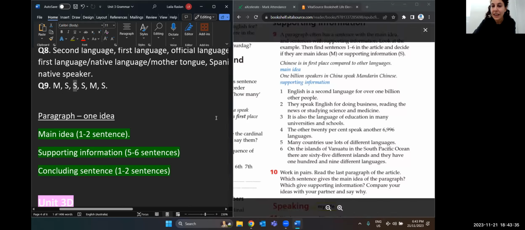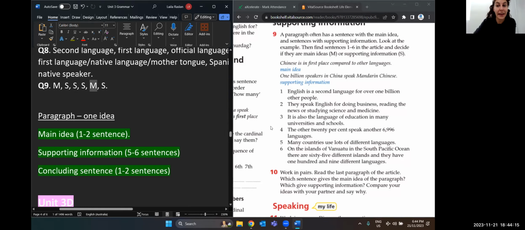If I said the other 20% speak around 6,999 languages, that's supporting, especially when there's numbers. That's how you know it's supporting information. It's like when you see something like, oh, well, 50% of Australians have another language that they speak, a sentence like that. So when there's a number, like a percentage, you can tell that maybe you're giving someone some evidence, some information.